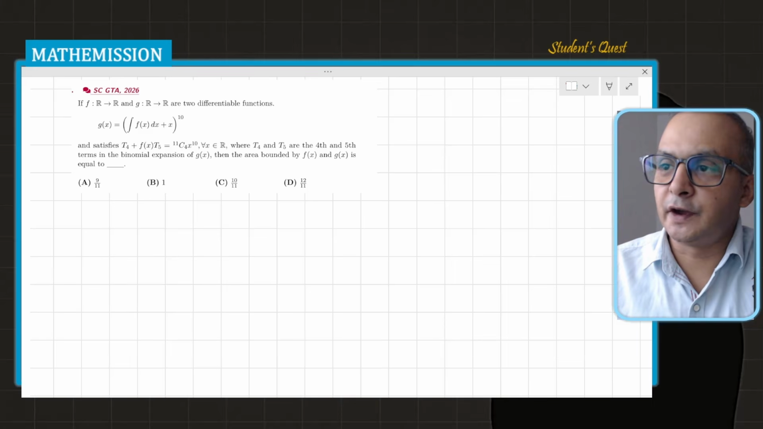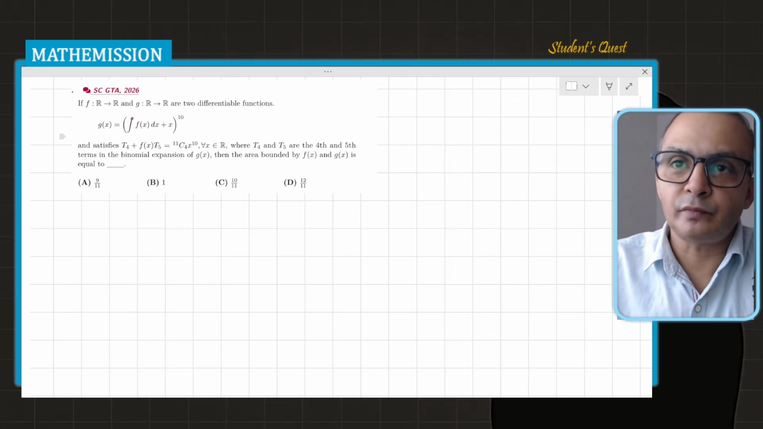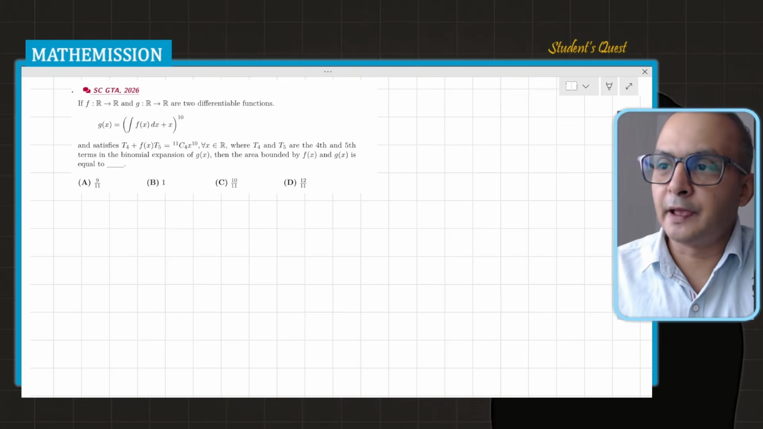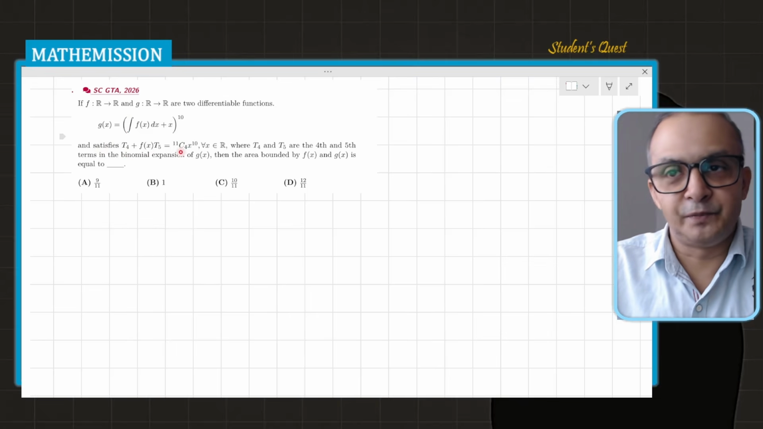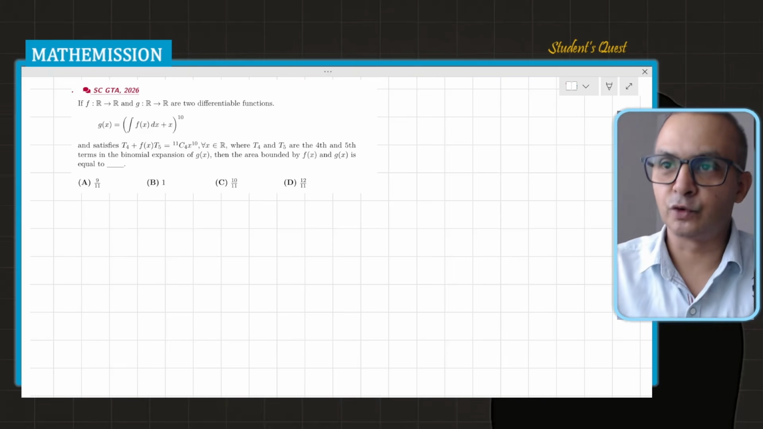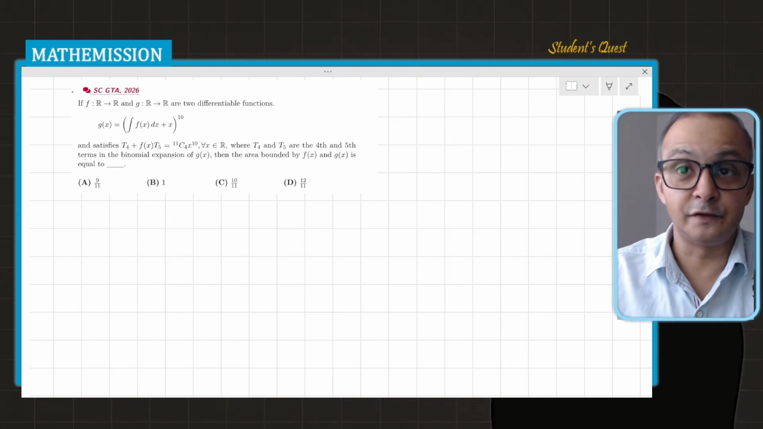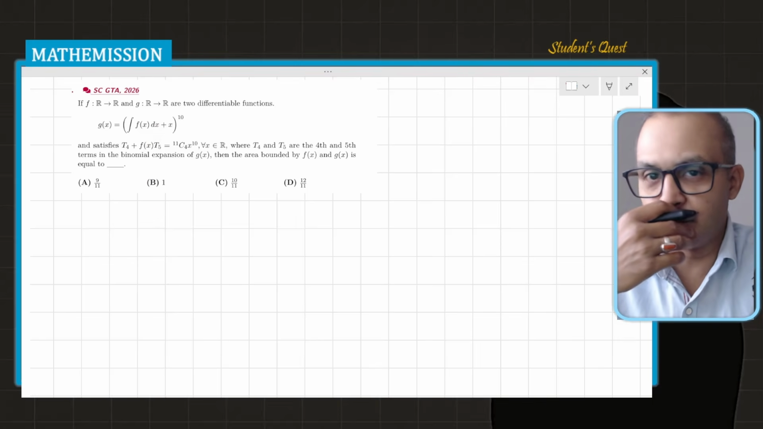Here the function is defined in a way that the integral of f(x) dx is one term in this binomial, and x is the second term, and the whole power is 10, and it satisfies t4 + f(x) t5 = 11C4 x^10 for all x belongs to R, where t4 and t5 are as usual the fourth and the fifth terms in the binomial expansion of g(x). Then the area bounded by f(x) and g(x) is equal to what?